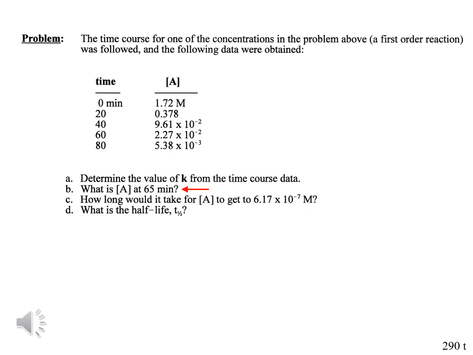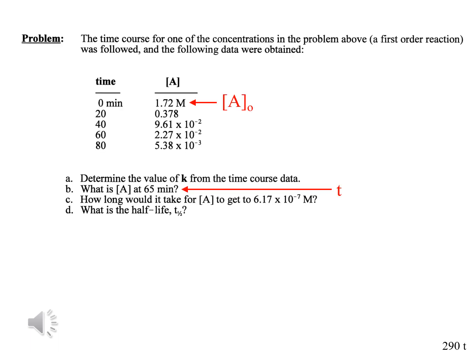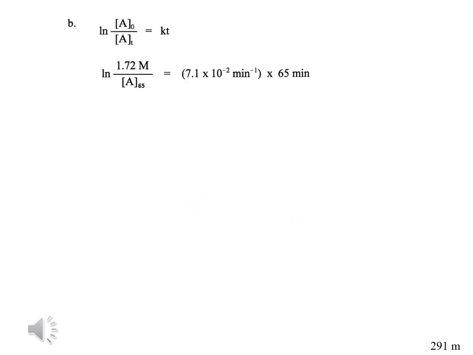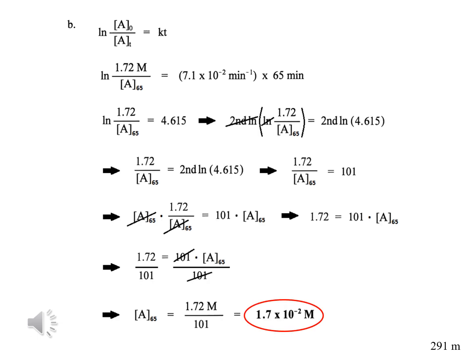Now you're going to do part B, which says how much is left at 65 minutes. You have to plug in the first order time equation. Here's the concentration of A0 and the time. Here was our calculation of the value of K. So I plug them all in, and I have to solve for concentration at 65 minutes. When you solve, according to the way we've done in the earlier part of the lecture, you get the molarity that's left after 65 minutes.